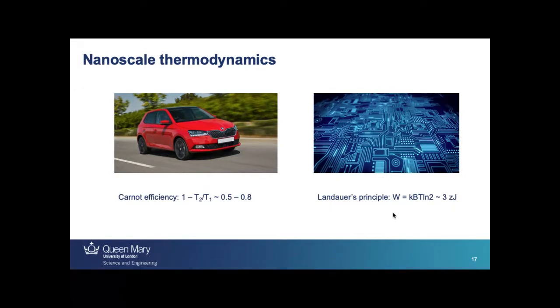If you look at a transistor in your laptop or in your phone, to switch on or off a transistor, it takes about 1,000,000 times more energy than that. So whereas your Skoda Fabia is the same order of magnitude as the maximum efficiency allowed by thermodynamics, your computer is 1,000,000 times worse. The computer that you have in your head is a bit better than a computer in your laptop, but the energy required to fire one neuron is still orders of magnitude greater than 3 zeptajoule.